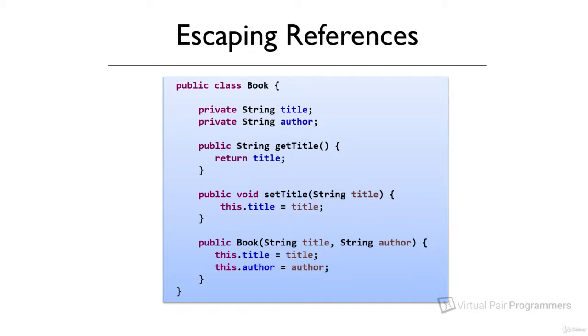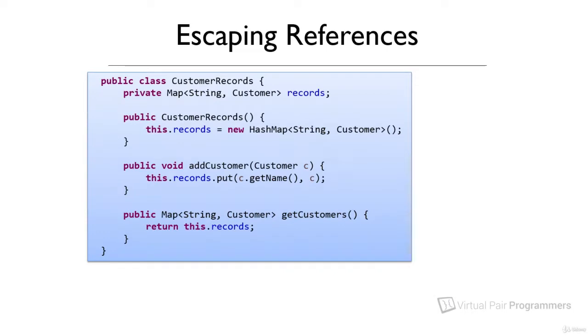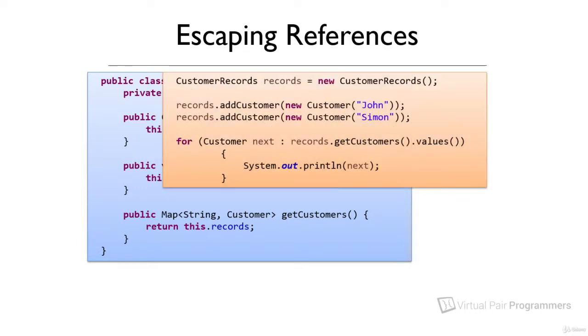Let's have a look now at another example. Now here, the private field of our customer records class is a map of customer objects. We instantiate the map in the constructor of the class, and we have a method to add customers to the map, and all of that looks fine. But let's look at the final method here, the getCustomers method. The idea here is that we want to be able to access the records in the map for iterating, so we can write some client code that looks something like this. In the client code, I'm calling the getCustomers method so that I can iterate for all the customers and print them out to the console.